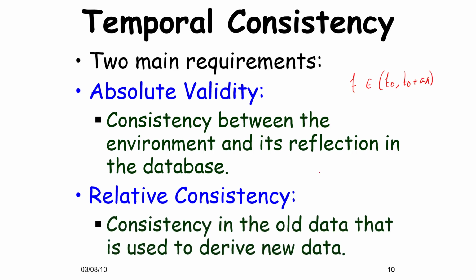Relative consistency basically means that if I'm looking at a bunch of data, not just one value but 20 values, all 20 values are valid and they all correspond to the same system state. In the sense, it makes little sense to look at today's pressure with yesterday's temperature. If you're looking at pressure and temperature, they have to be collected at exactly the same time instant.